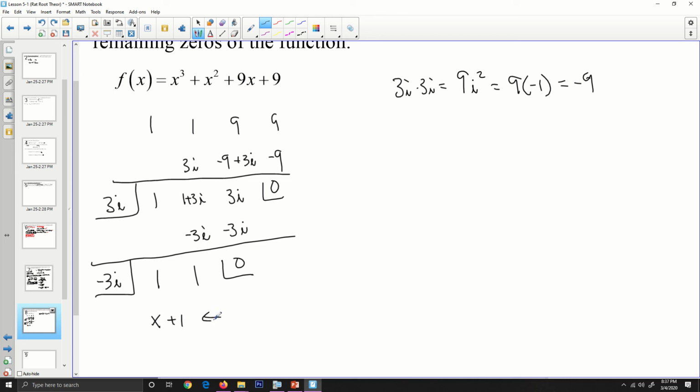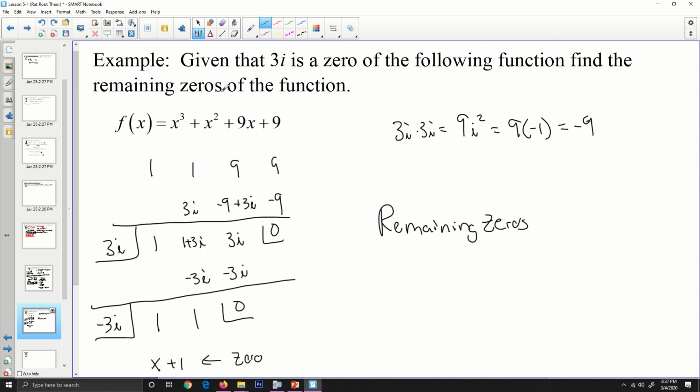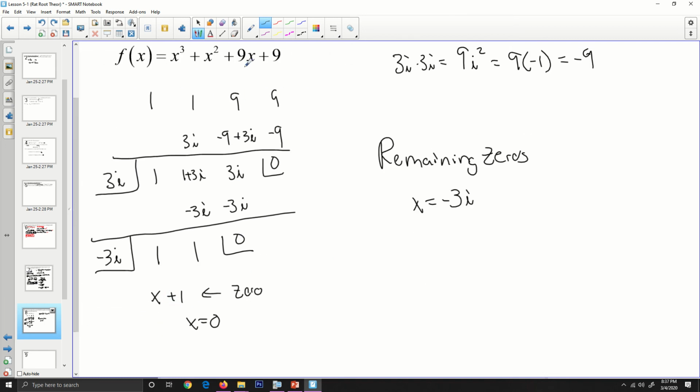And so the zero of this thing is going to be, I don't know why I put x equals 0. X equals negative 1 is going to make that 0. So my remaining zeros, because that's what they asked me for, they asked me to find my remaining zeros. They gave me 3i. Negative 3i is also one of the zeros, and negative 1. Those are my remaining zeros.